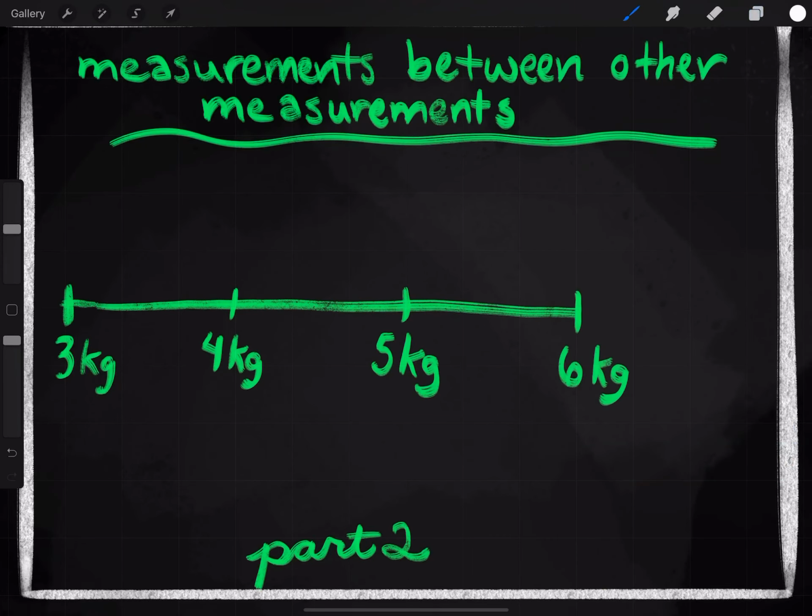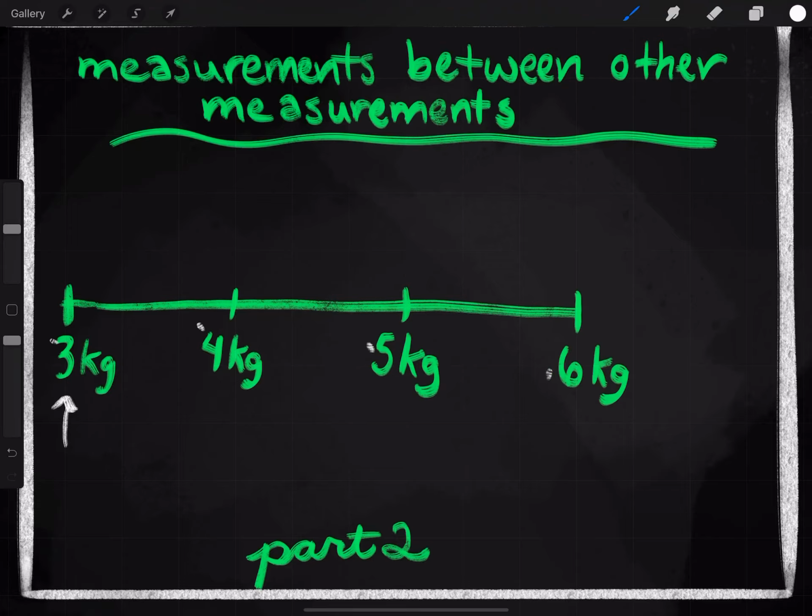All right, this is for finding measurements that fall between two other measurements. For example, if you had a number line like this, where you had 3 kilograms, 4 kilograms, 5 kilograms, 6 kilograms.